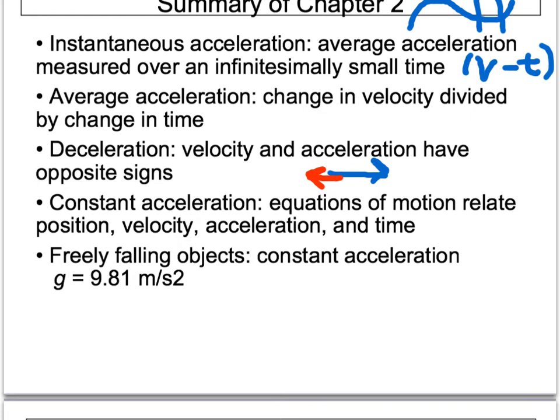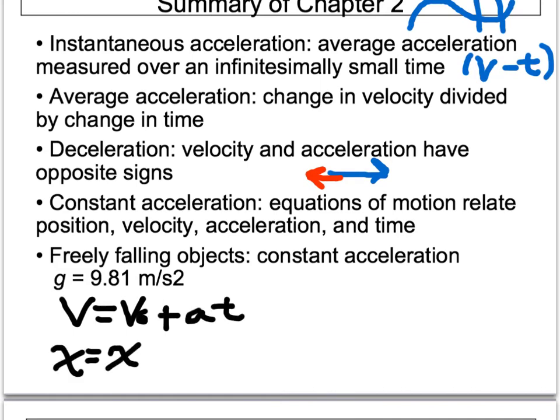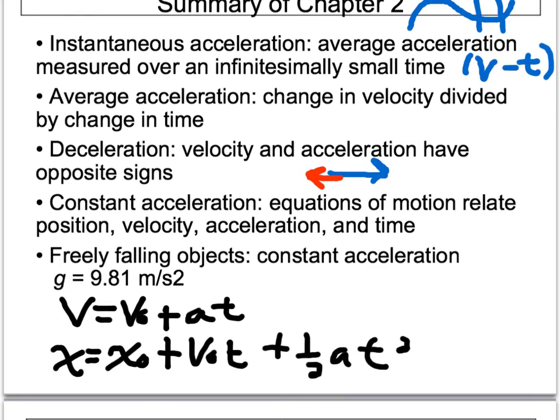Constant acceleration, we have three equations of motion that relate position, velocity, acceleration, and time. Those three equations, please say them with me, are v equals v naught plus at, x equals x naught plus v naught t plus 1/2 at squared, and v squared equals v naught squared plus 2a delta x.